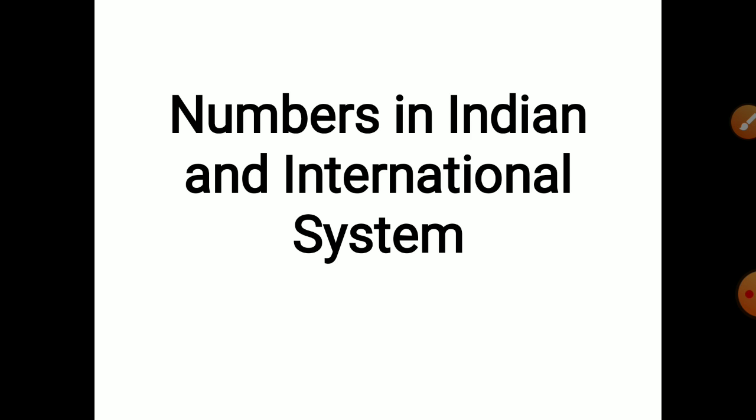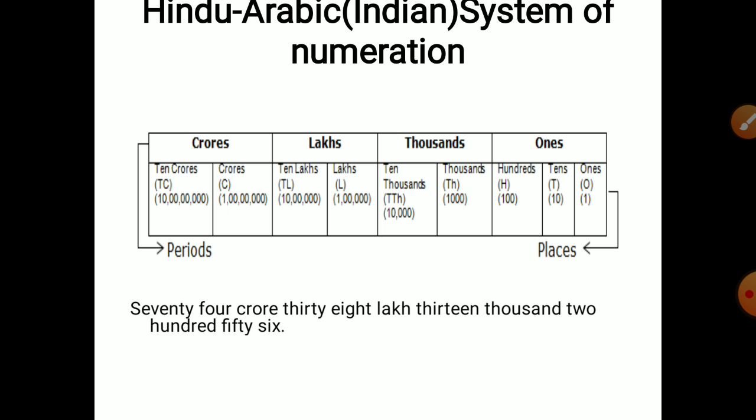So my first topic is Hindu Arabic Indian system of numeration. So what is Hindu Arabic number system? Basically this system was developed by the ancient Hindu mathematicians in India and was carried to the west by the Arabs. For this simple reason, this method is called Hindu Arabic system of numeration. In this system, there are 10 symbols 0, 1, 2, 3, 4, 5, 6, 7, 8, 9, and each of these symbols is called a digit.